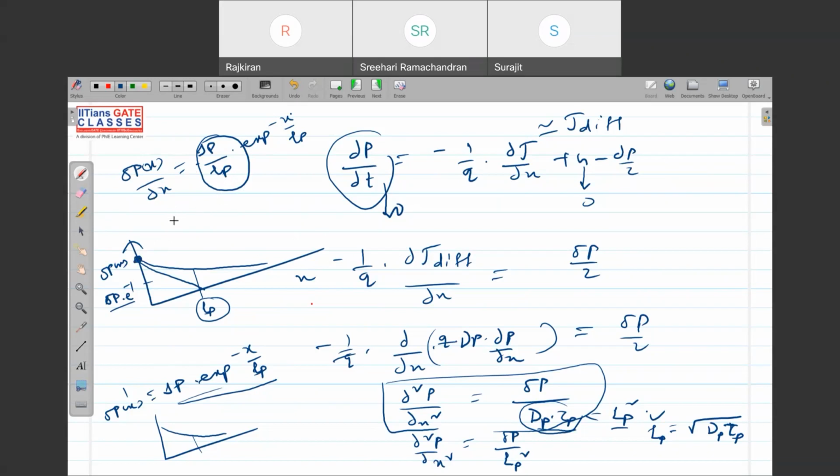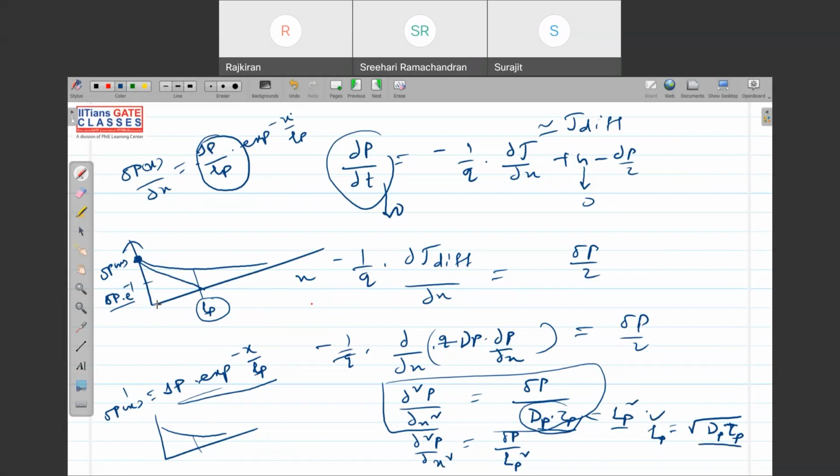So this Lp is nothing but, on average, a diffusion length. On average they will diffuse. Beyond Lp, the diffusion current will be very small. But sir, in the expression of del p, it should be e to the power minus xn by Lp.